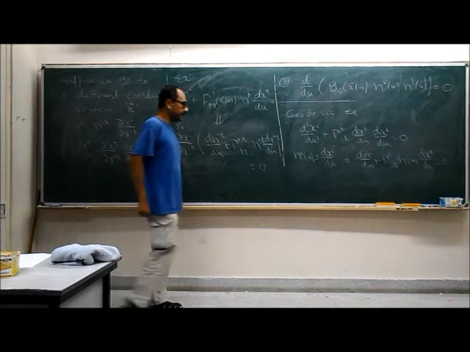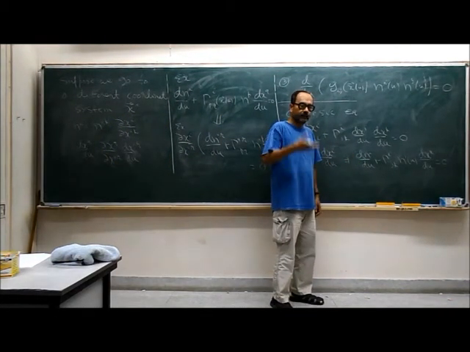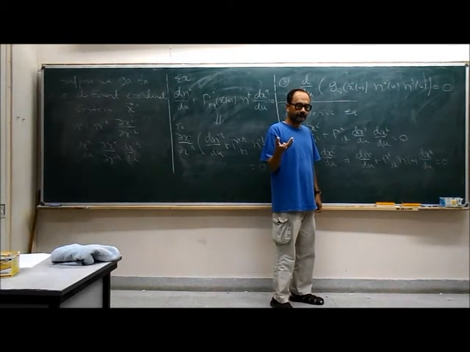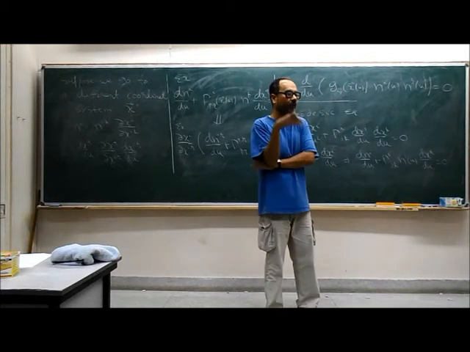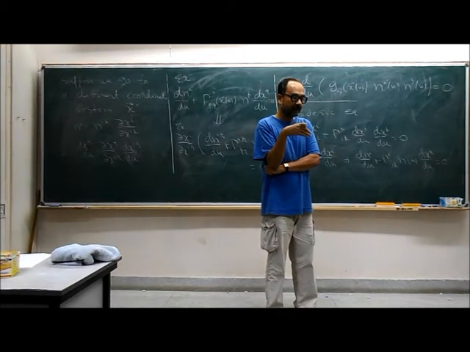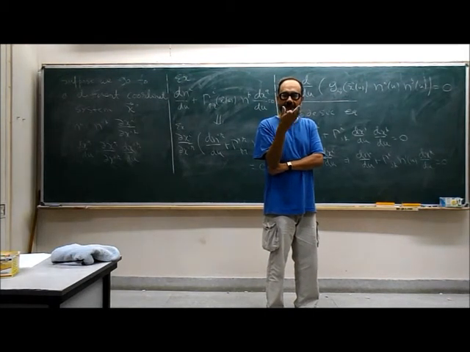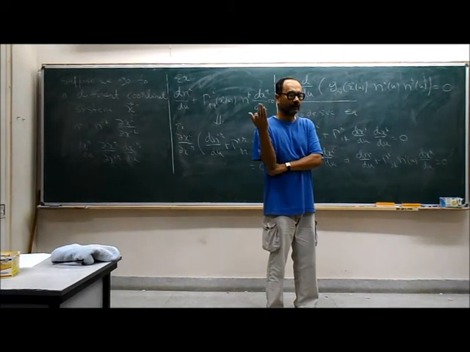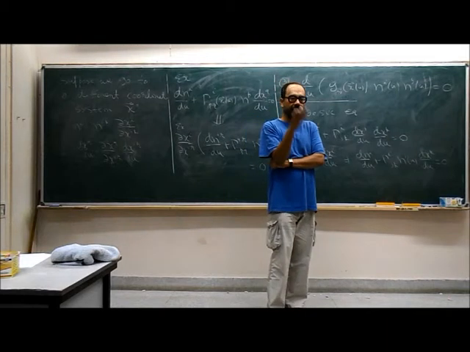So what does this tell us? This tells us that the tangent vector to a geodesic gets parallel transported along the geodesic. And this you can in fact use as a definition of geodesic: a curve whose tangent vector gets parallel transported as you move along the curve. This is an alternative definition of a straight line.